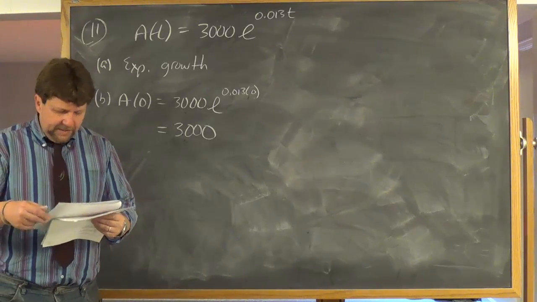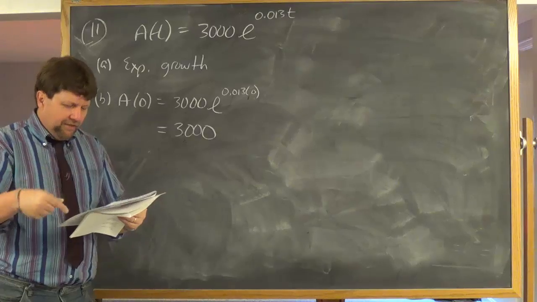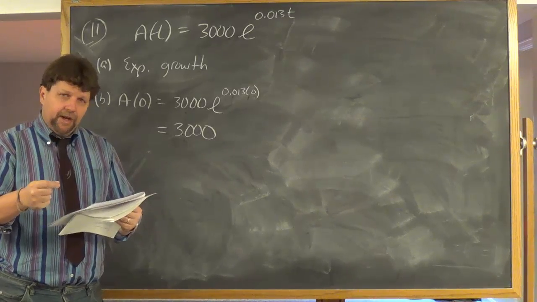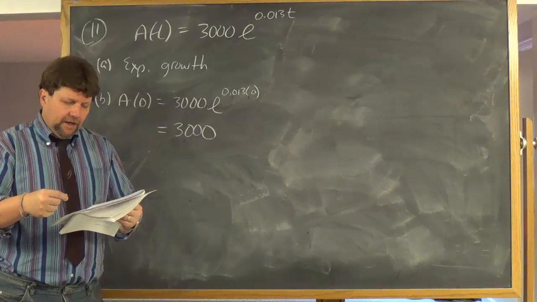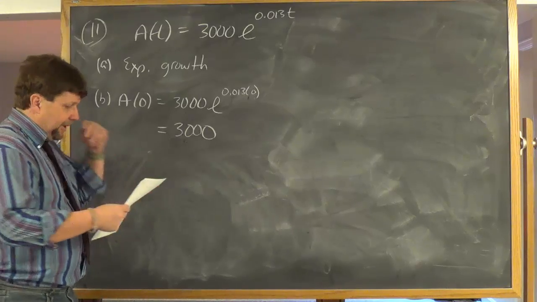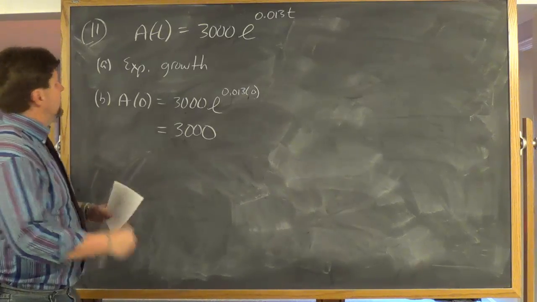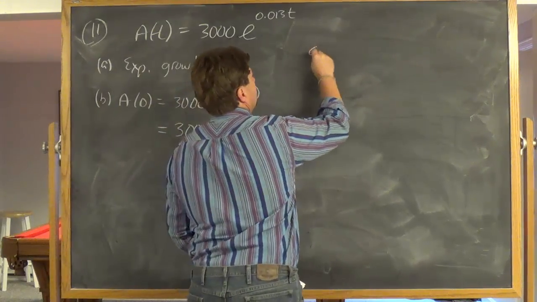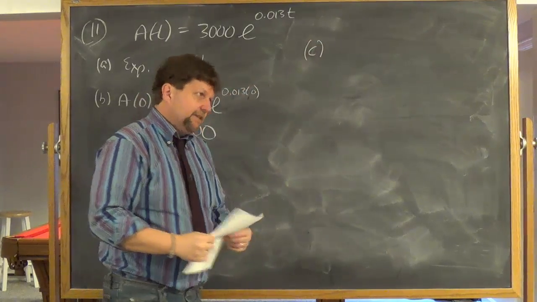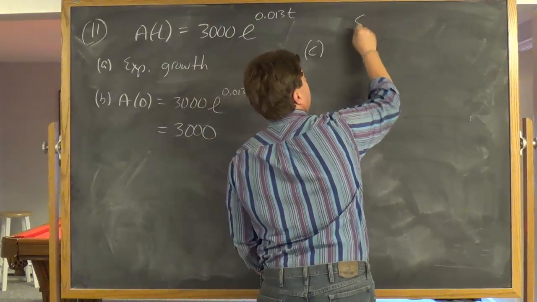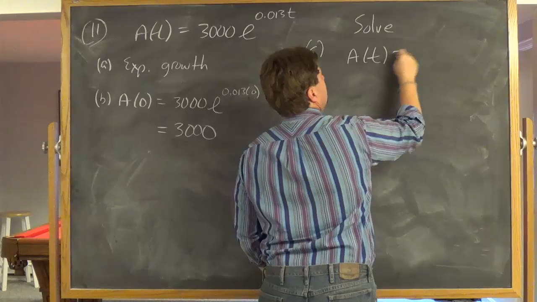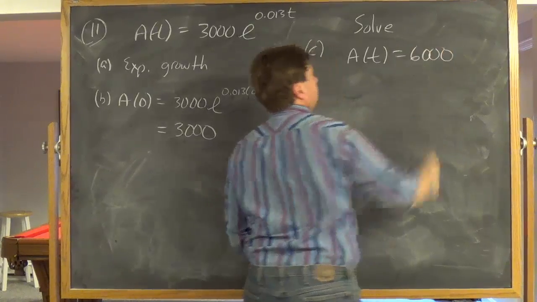So now for part C, you're asked to solve an equation and get the exact answer algebraically, and then use your calculator to get a decimal approximation of the answer. So let's see, part C, try to fit it in over here, folks. You're asked to solve A of t equals 6,000.